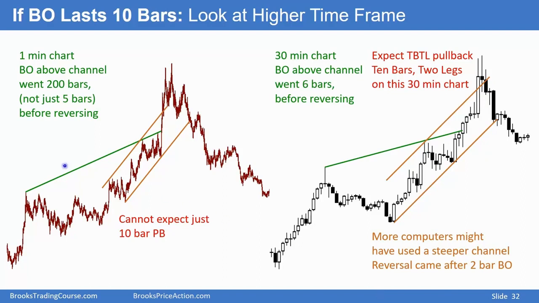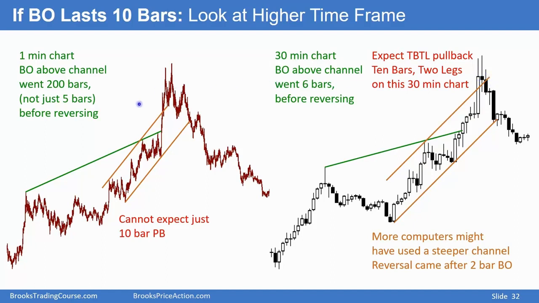Some computers will use the green line. Other computers will change their minds and then use this orange line for the channel. And they'll look to sell a reversal down if the reversal comes within about 5 bars. This is consistent with my 70% rule. I look at the highest time frame chart where I can draw the channel, and I expect the reversal down to come within 5 bars of the bull breakout above the channel on that time frame.